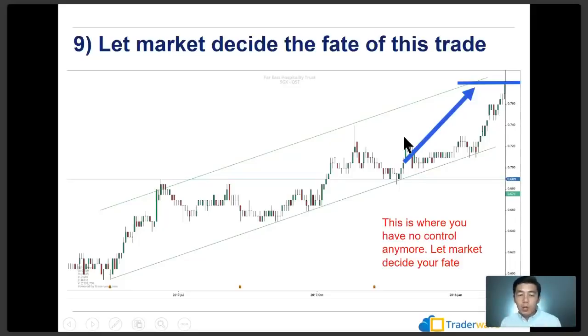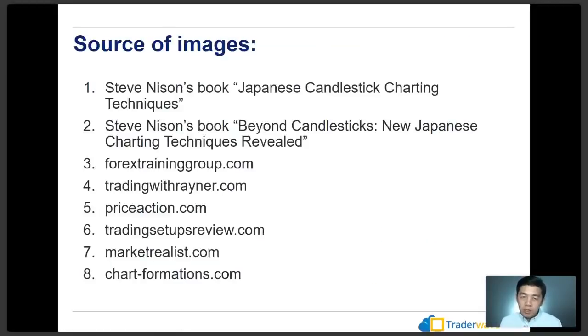If you want to learn more about candlesticks, you can go and look for Steve Nison's books. He has very good books on Japanese candlestick charting techniques. In fact, he was probably the first person who learned about Japanese candlesticks from the Japanese and wrote a book in English to share with the Western world. These are two of his very popular books about candlesticks. If you are interested, you can go and have a look. And these are some of the sources that I got the images from for this presentation today.